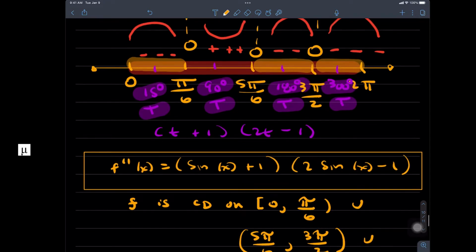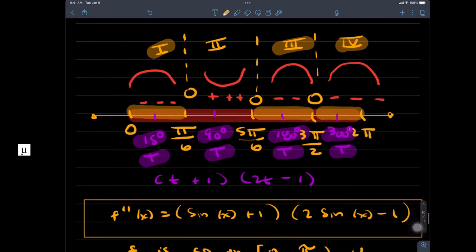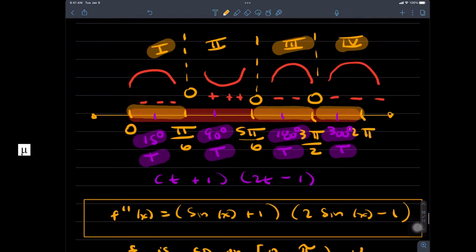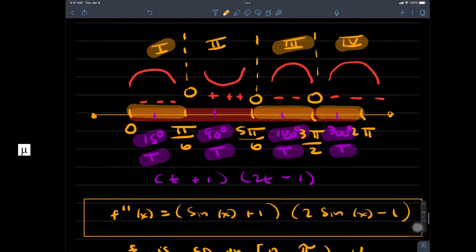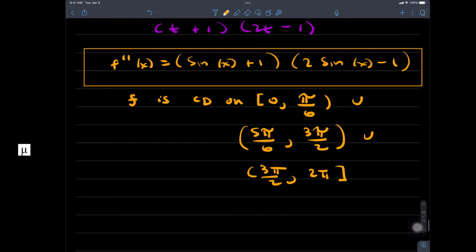So I want you guys to really take a look at this, that this is where it's going to have a negative second derivative, and the domain was already restricted from 0 to 2 pi. So this is being concave down here. This is how we describe it.